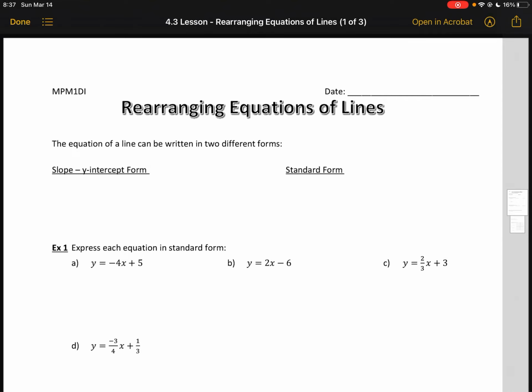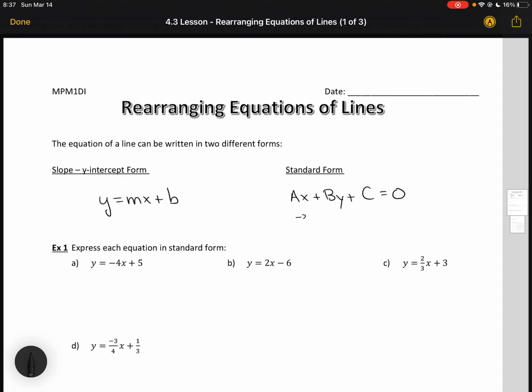This video goes over how to rearrange equations from lines. So the equation of a line can be written in two different forms. The first form that we know already is slope y-intercept form. And then we're going to introduce a new form in this video called standard form, which can be found by rearranging slope y-intercept form.